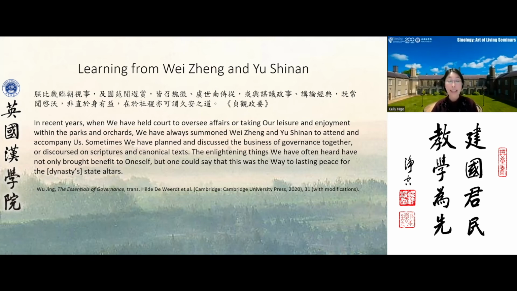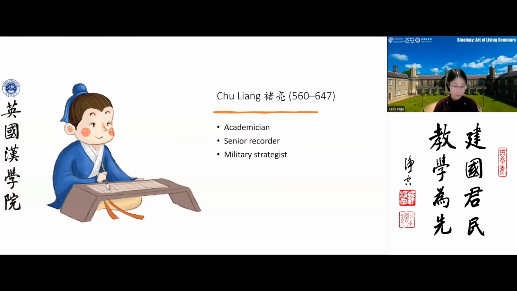And last but not least, we have Chu Liang. Now, Chu Liang was also a member of the academic elite. He served Emperor Taizong as a senior recorder, as well as a military strategist, often accompanying him on military expeditions.